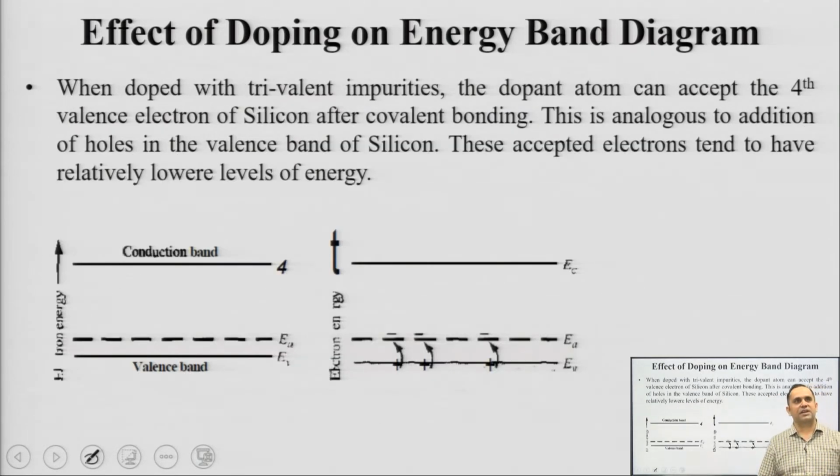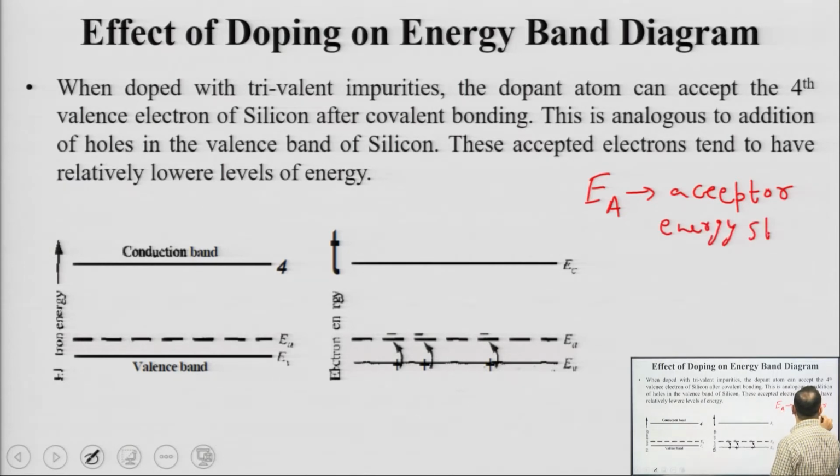Right. Same for trivalent impurities, those atoms which have 3 valence electrons. So, 3 of them bond with silicon and the 4th valence electron of silicon is also accepted by this trivalent impurity. Okay. So, it accepts an extra electron from silicon and creates an extra hole inside silicon. So, this is similar to addition of holes in the silicon semiconductor. Okay. So, these accepted electrons, because they are being accepted from a bond which was incomplete, tend to have lower levels of energy. So, the energy levels occupied by this 4th valence electron of silicon which did not find an electron to bond, that electron occupies an energy state known as E_A or acceptor energy state. Okay. And this state is just above the valence band maxima.